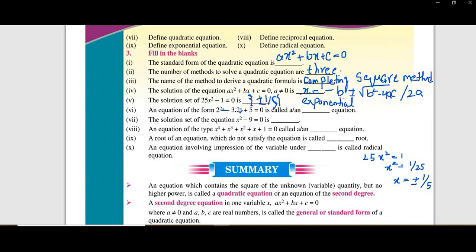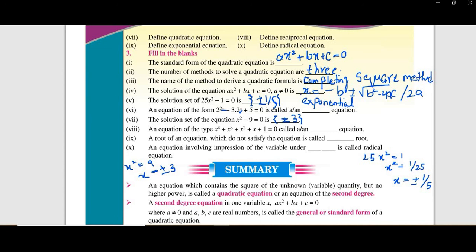Okay. Solution set of this equation, x square minus 9 equals 0. What is the solution set for this equation? Just x square equals 9. Take the square root on both sides. x equals plus minus 3. So the solution set for this equation is plus minus 3.